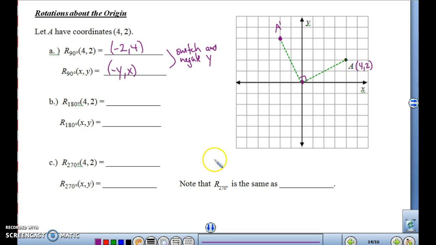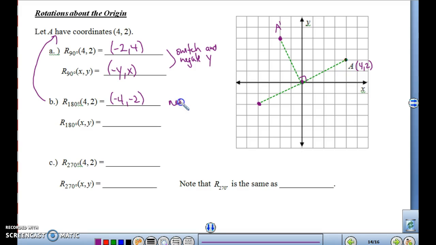All right, now, what if I went 180 degrees? If I'm going 180 degrees, I want to make basically a straight line. So if I extend this down through here, making a nice straight line, I end up at that point right there. I end up at negative 4, negative 2. So how did I change from the original 4, 2? What happened to the coordinates?